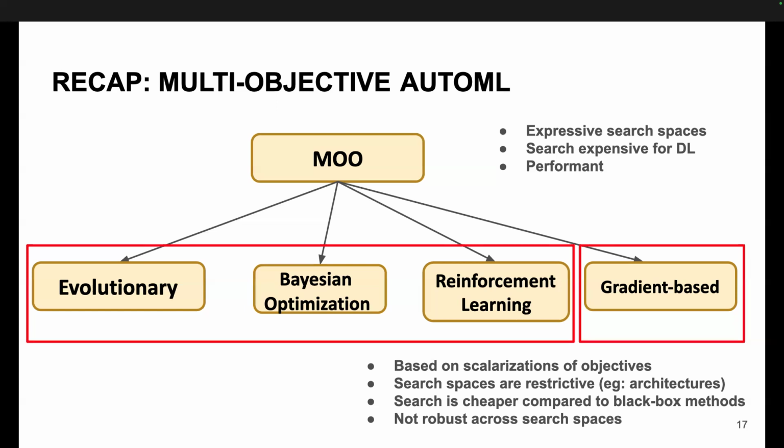However, some of these methods, particularly the evolutionary ones like NSGA2, are quite performant. Another family is gradient-based methods. These methods are based on scalarizations of objectives. These are often applied to very restrictive search spaces, currently mostly architectures. The search here is cheaper compared to black box methods, but these methods are often brittle and not robust across different search spaces.